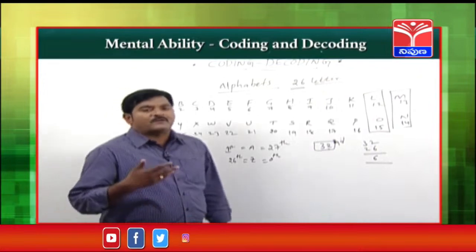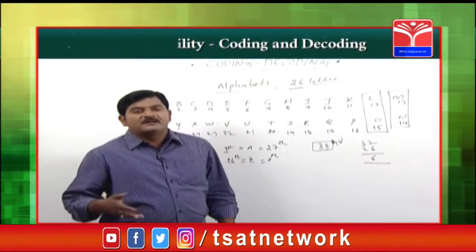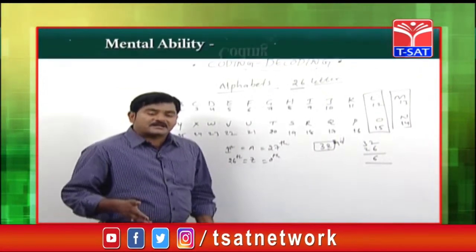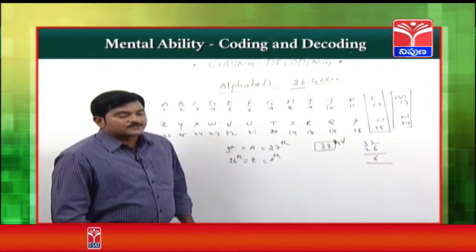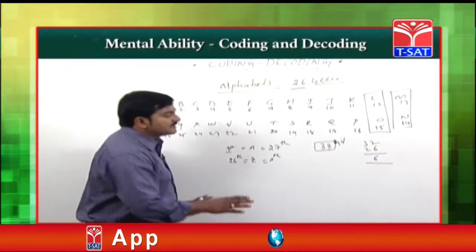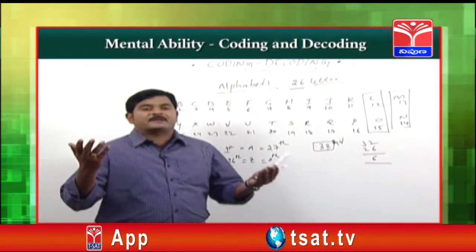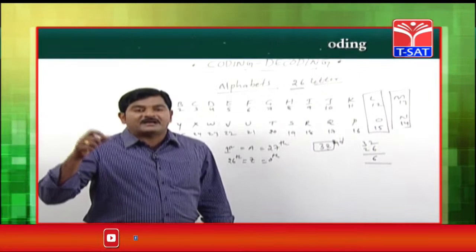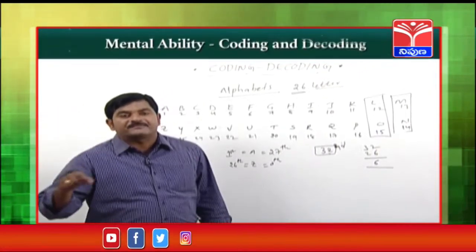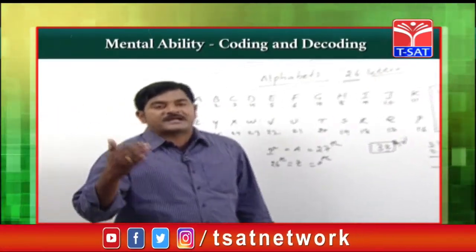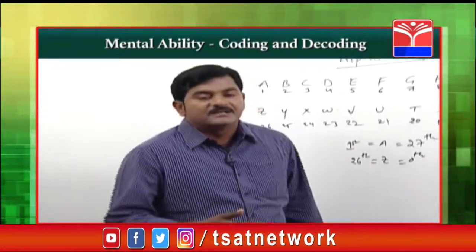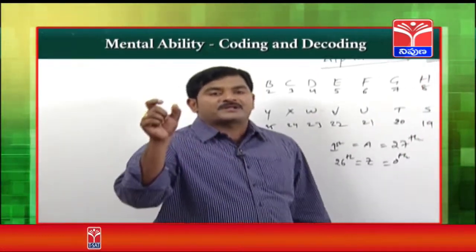Similarly, we can find the 40th letter, 45th letter, 50th letter, 99th letter, 100th letter, and so on. Usually we have 26, but from the reasoning point of view, there are many more alphabets. Each and every alphabet after the 26th can be obtained by subtracting the number of possible sets. So one set consists of 26 letters.